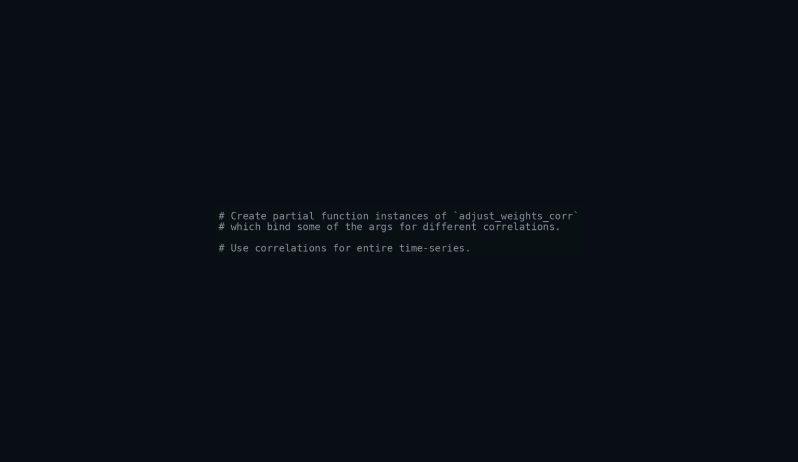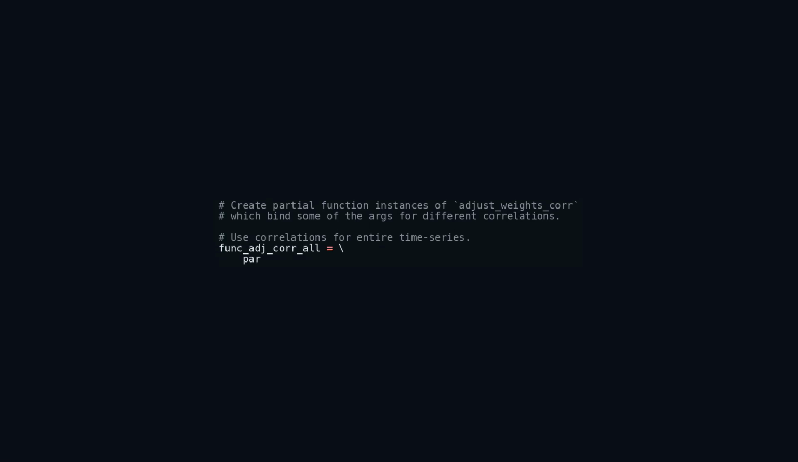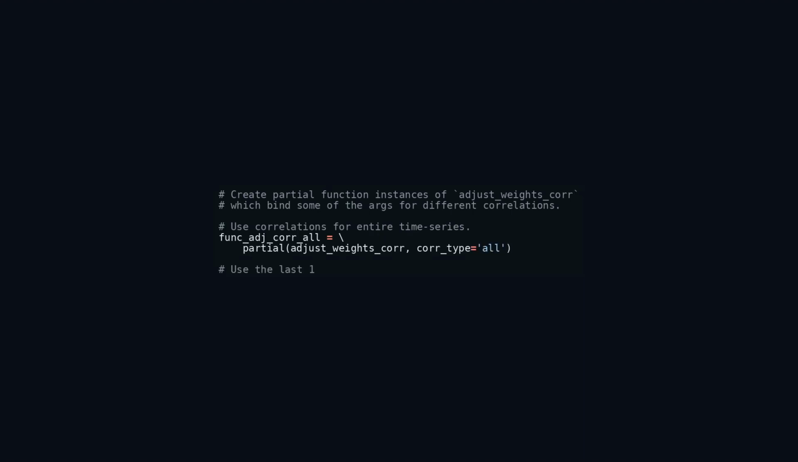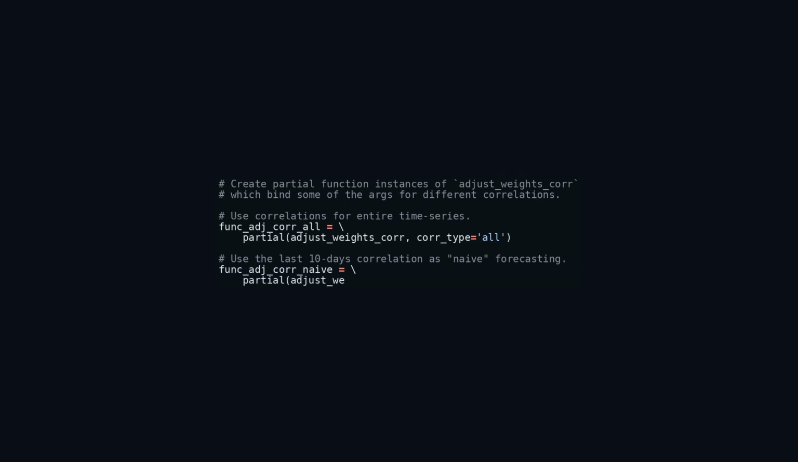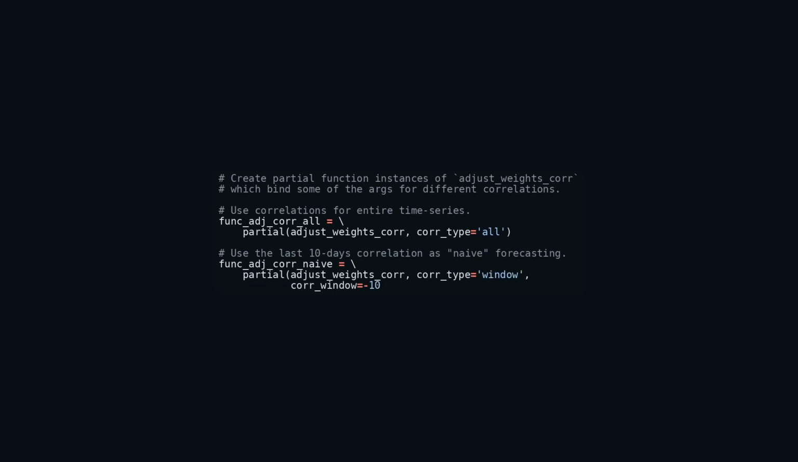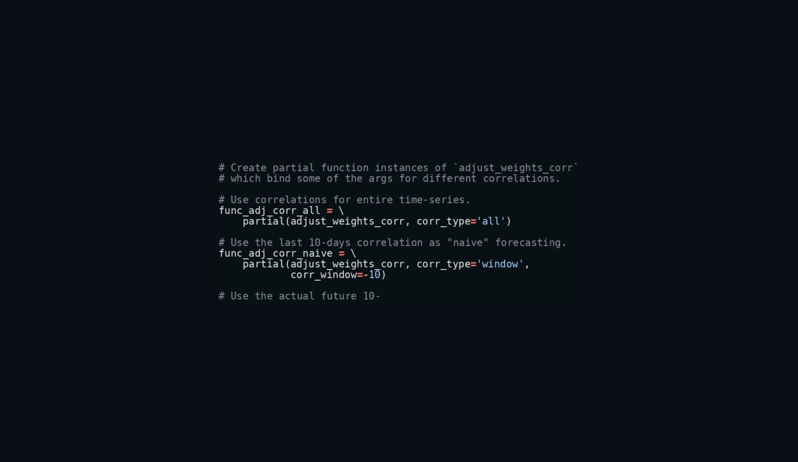This code creates multiple partial function instances by fixing some of the arguments of the function adjust_weights for different correlation types. For example, Schwantage is set to use correlations for the entire time series by fixing the Shor type argument to all. Similarly, Schwantage will use the last 10 days correlation as naive forecasting by setting Jor type to window and Jor window to 10. The function Schwantage heavy noise applies the actual future 10-day correlations with heavy noise by setting Jor type to window, core window to 10, and Jor noise ASL to 0.5.